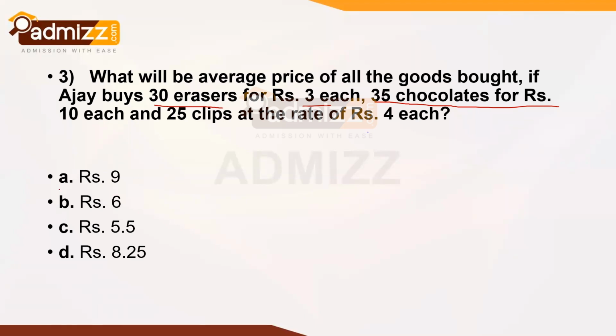The correct answer in this case is option number B, rupees 6. This is fairly simple as well. First what we have to find is the total sum. So what we do is 30 times 3. We are basically adding 30 times because there are 30 razors. Then we've got 35 times 10, which gives a total sum for the amount of chocolates bought. And then lastly, we're doing 25 times 4, which gives a total sum for the amount of clips bought.